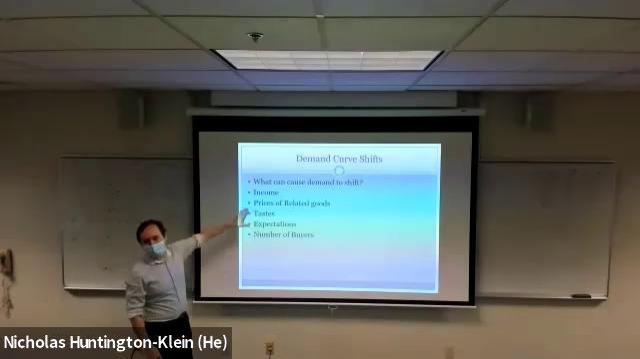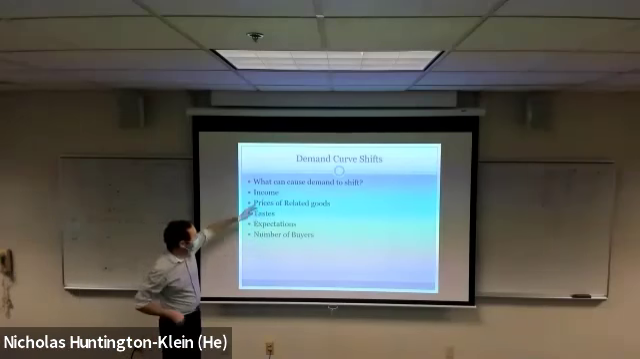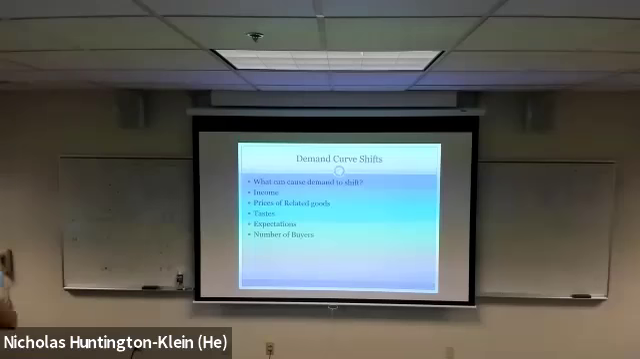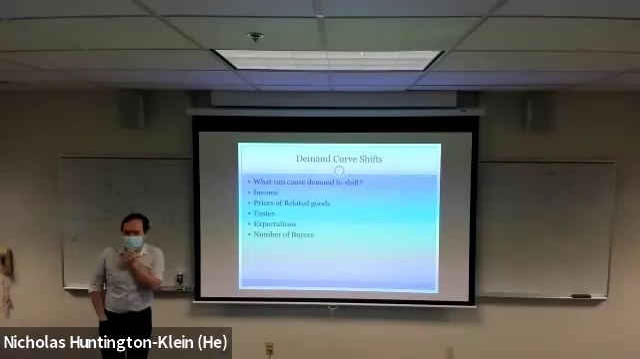And don't worry, I'm going to go through each of them one at a time. We've got income, the prices of related goods, tastes, expectations, and the number of buyers. Let's talk about what each of these things are.